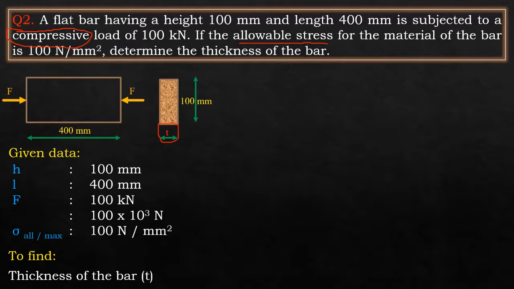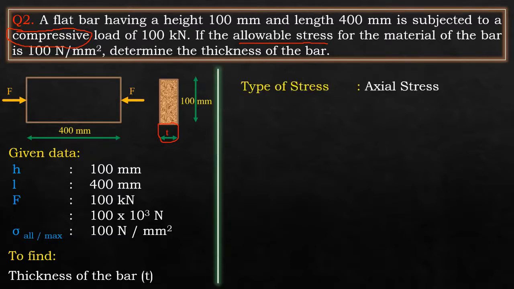So in this numerical, the component is subjected to axial stress with a formula sigma A is equal to F by A. Sigma A he has already given in the numerical. Load also we know. We'll be trying to find the value of A, area, by substituting the formula of area. We'll be able to find the thickness.